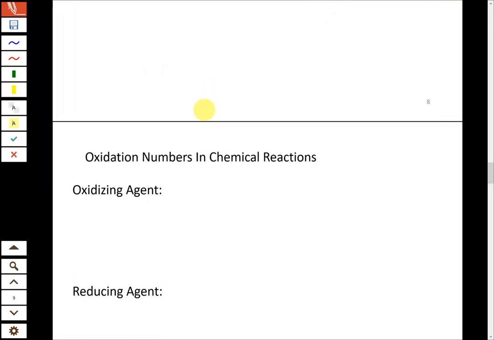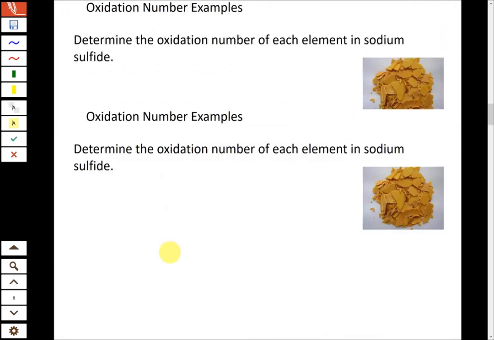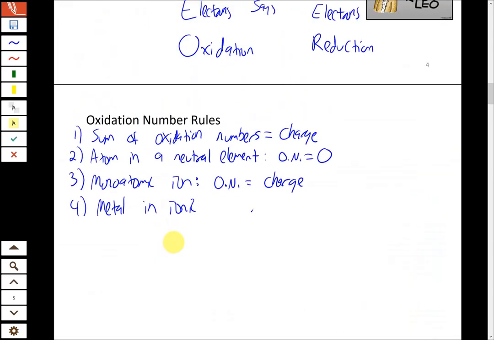All right. Let's go back and finish these rules. So a metal in an ionic compound is always going to have a positive oxidation number, and it's going to be equal to whatever its charge is in that compound. All right, so that's another rule.